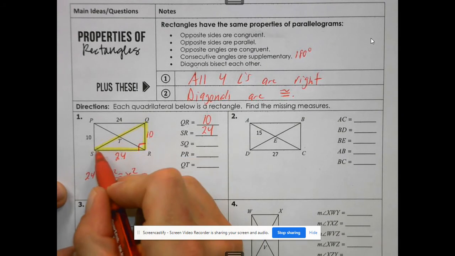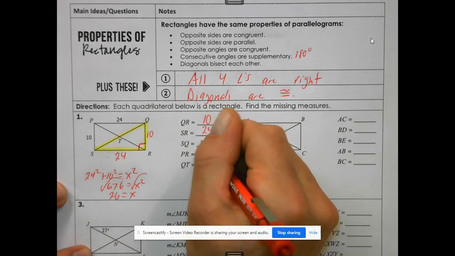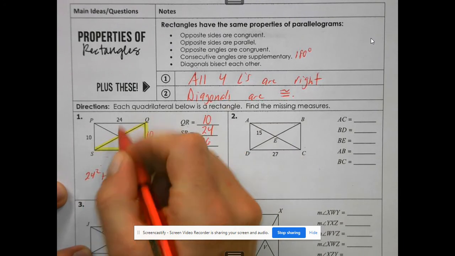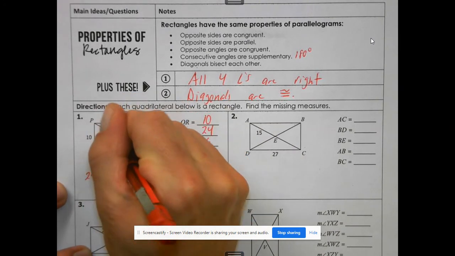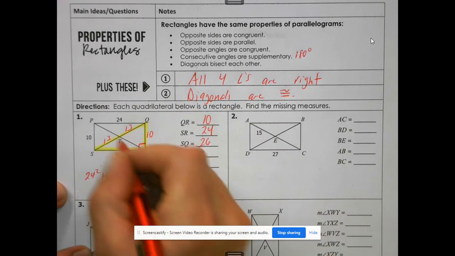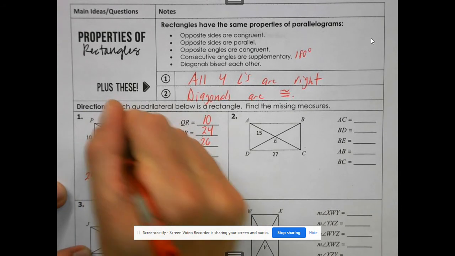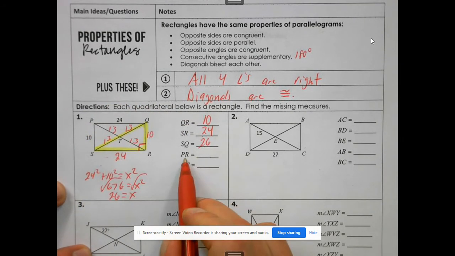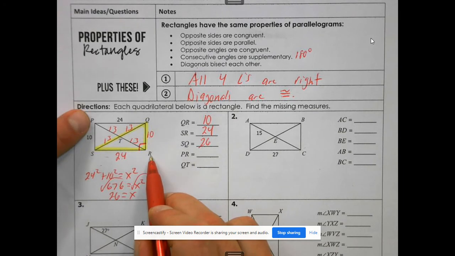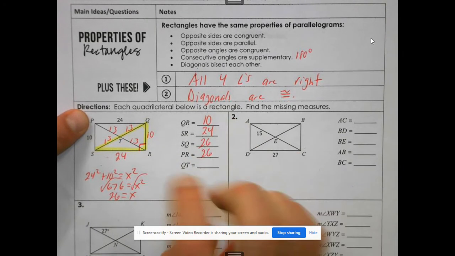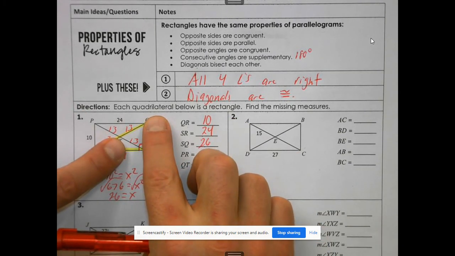So this whole diagonal right here is 26. Which means if I cut it in half, this piece would be 13, that piece would be 13. Diagonals are congruent, so all of those are 13. How long is PR? 26. How long is QT? 13.